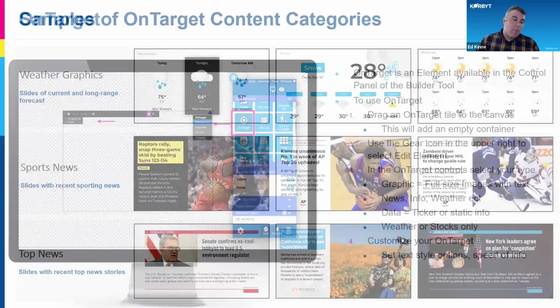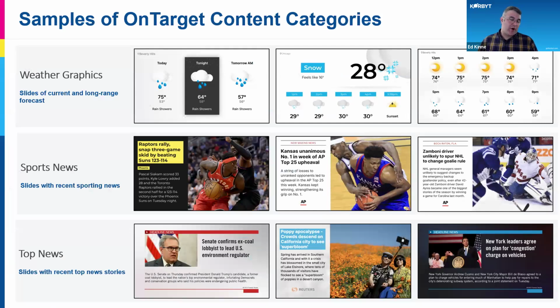But there are more options than just weather. It can pull in weather graphics. It can pull in weather forecast data and turn it into a ticker. It can also just be one data point about weather information. But there's also sports news, top news. You can have inspirational quotes.